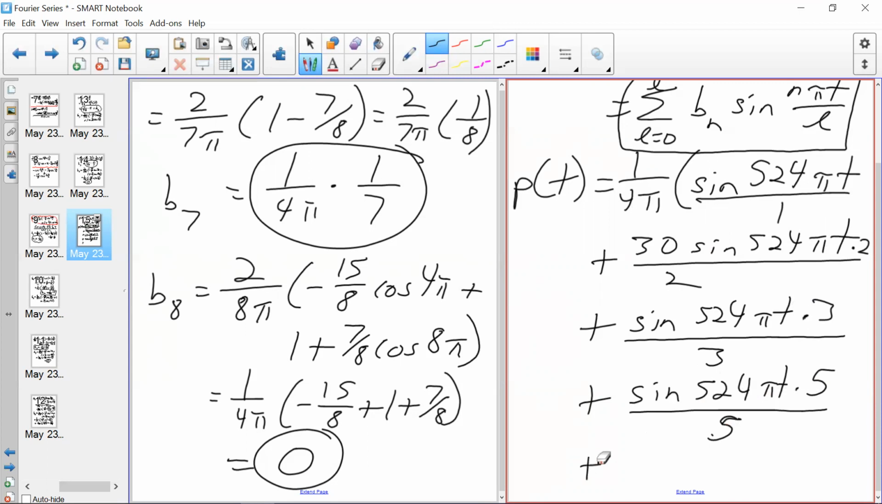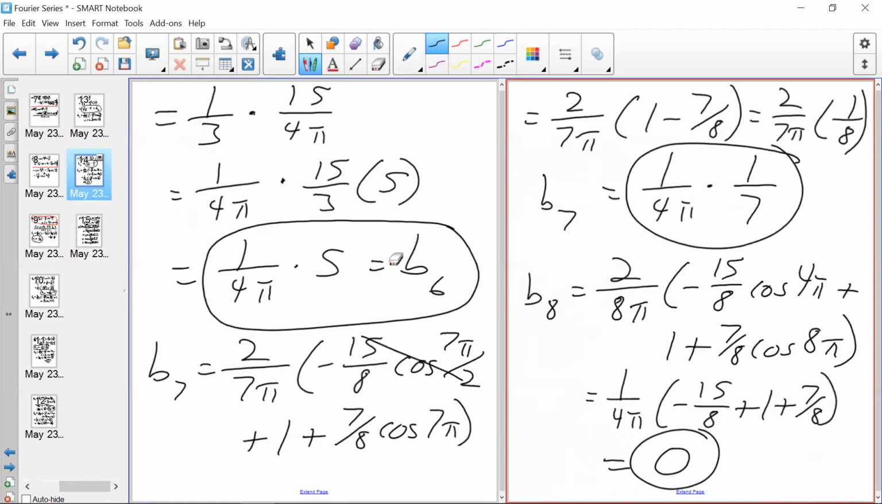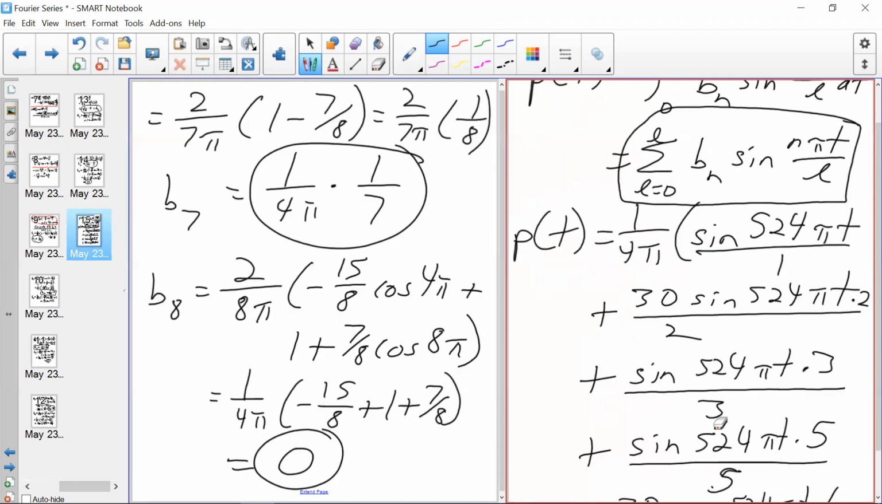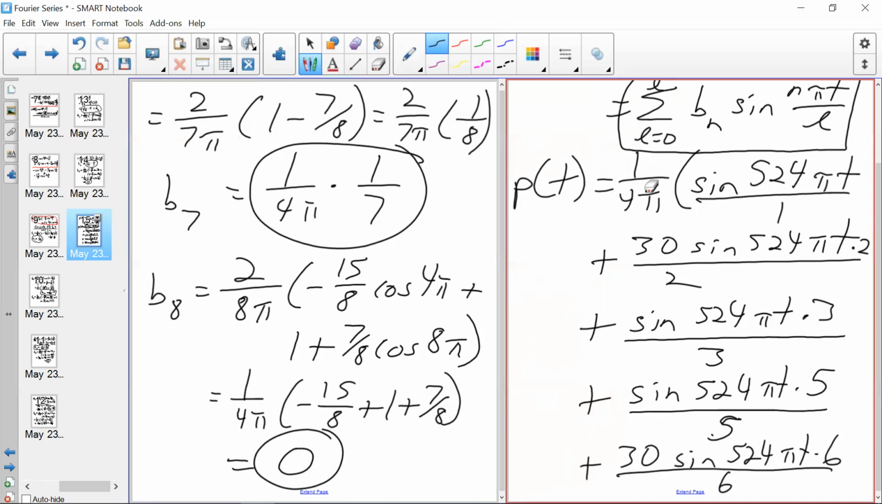And then we do 30 sine 524 pi t times 6 over 6. Because 30 over 6 is 5. 1 over 4 pi times 5, which is the b sub 6 term. Remember, b sub 6 is 5 over 4 pi. This would be 5 over 4 pi. Because this is the big parentheses.